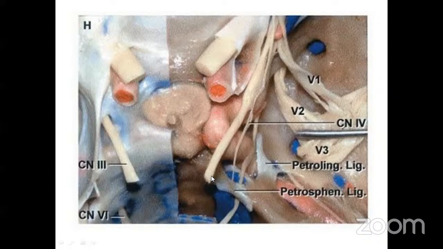We can appreciate a petrosphenoidal ligament and the petrolingual ligament. The petrosphenoidal ligament, we learned previously, as the name suggests, starts from the petrous apex and goes up to the sphenoid bone. And the 6th nerve passes beneath it, below it. And this is the petrolingual ligament.